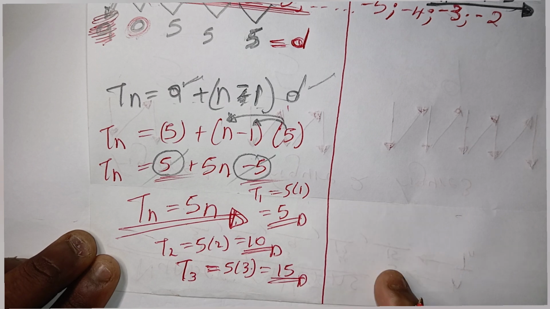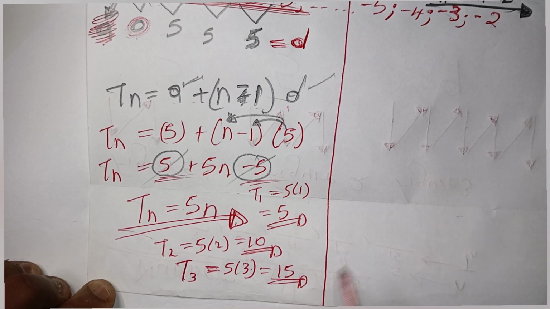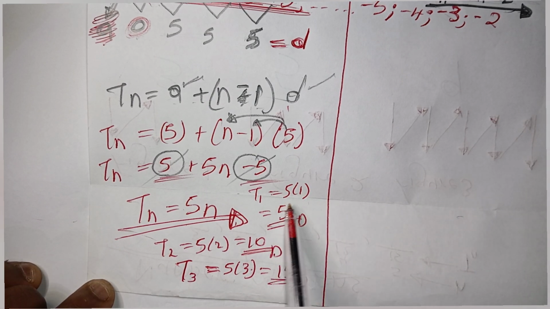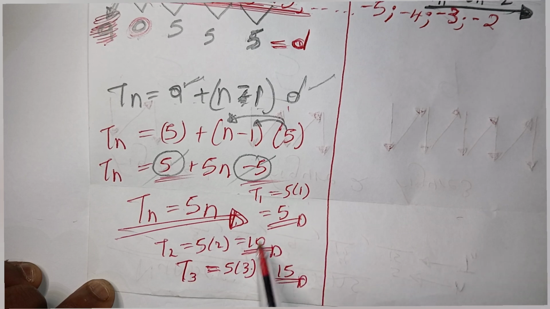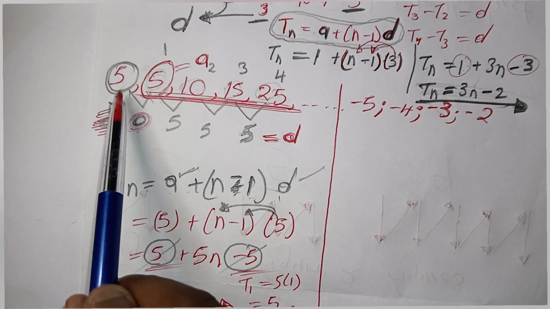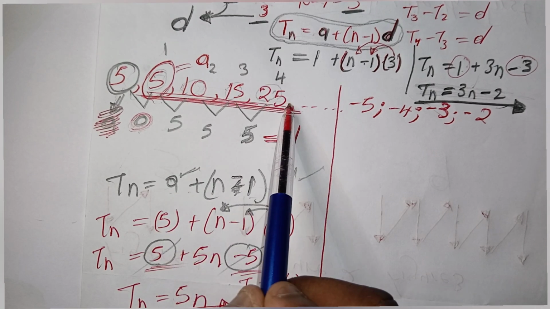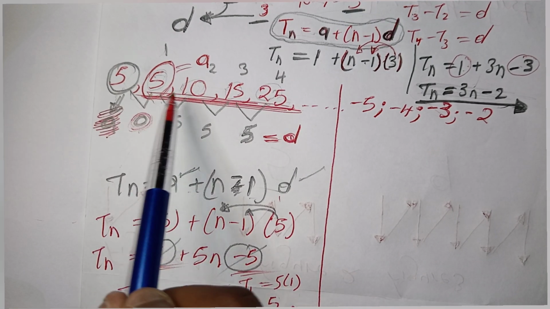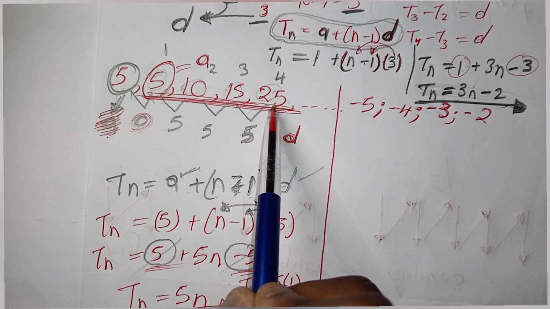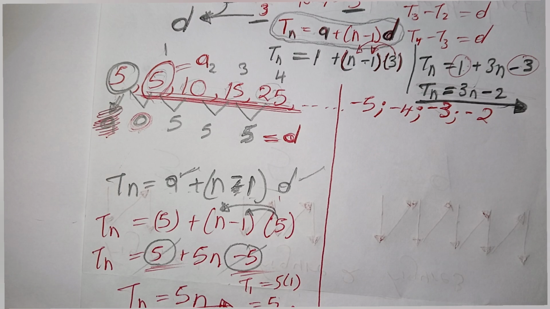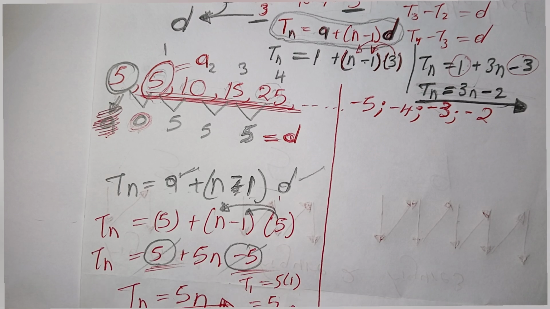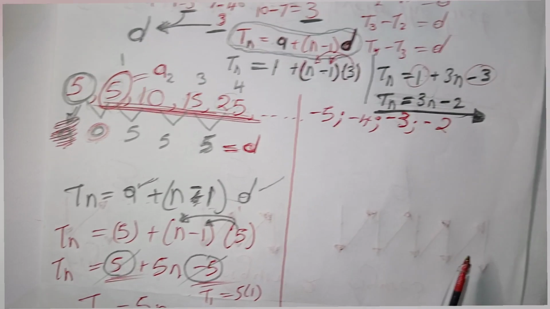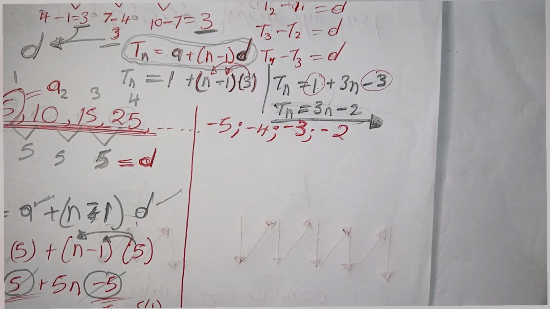Do you see? Yeah. So it means that our pattern starts from 5, 10, 15. It doesn't start from 5, 5, 10, 15, 20. It starts from 5, 10, 15, 25, all of them. Do you see? Yeah. So now, this one is the general equation for this pattern. What about for this one?